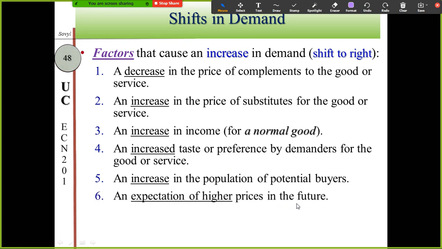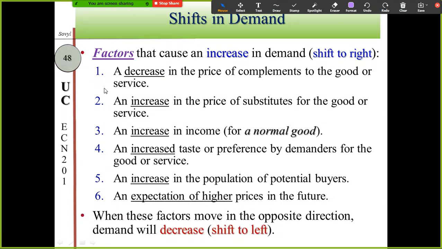Expectation of high price in the future. Suppose that buyers in the city, in the country, expect that next month the price of the product will go up. That's why today they buy more. When they buy more, demand moves to the right.